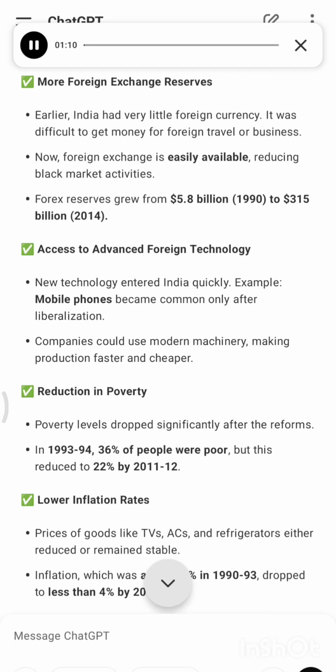Access to advanced foreign technology. New technology entered India quickly. Example: mobile phones became common only after liberalization. Companies could use modern machinery, making production faster and cheaper.